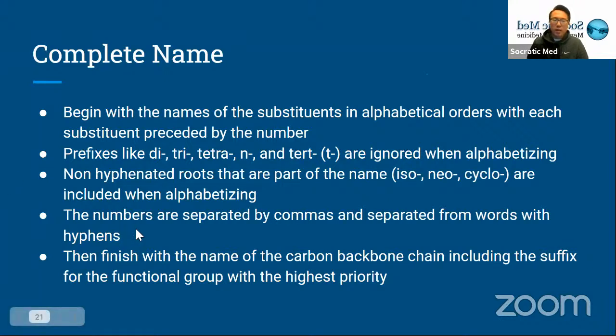And then the numbers of the carbon they're on are separated by commas, and then separated from the substituent name using hyphens. And then next you add the name of the carbon backbone chain, and then you finish off by including the suffix of the functional group with the highest priority. So these are just the general instructions for figuring out the complete name if you're given a molecule.